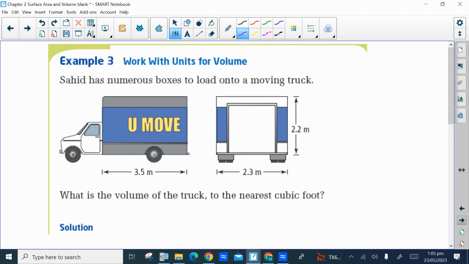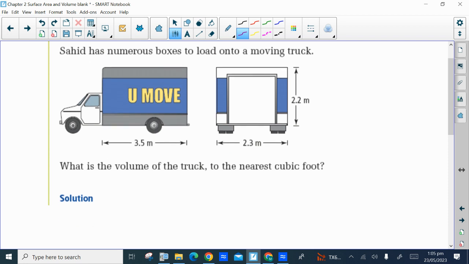So we're going to be talking about volume next, but volume is what fits inside of an object. You can only calculate volume if it's 3-dimensional. So far with area, that's just 2-dimensional. You can draw it on a page. But volume is what fits inside of something. And so that's 3-dimensional. So you've got this moving truck, and you've got the dimensions, and we want to find the volume. Well, this is a box or a prism.